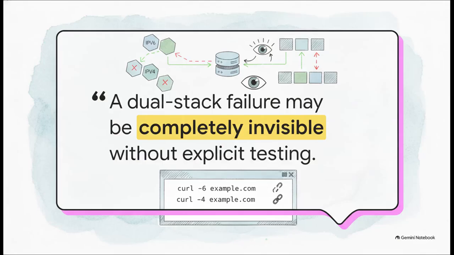There's a quote from the source material that really serves as the ultimate takeaway here. A dual-stack failure may be completely invisible without explicit IPv6 testing. Because of Happy Eyeballs and dual-stack masking, you simply cannot trust basic browser tests anymore. You have to remember to always isolate the failing protocol explicitly during your diagnostics. Use explicit commands right in your terminal, like curl -6 or curl -4. That forces the connection over a specific stack and cuts right through all that dual-stack ambiguity.